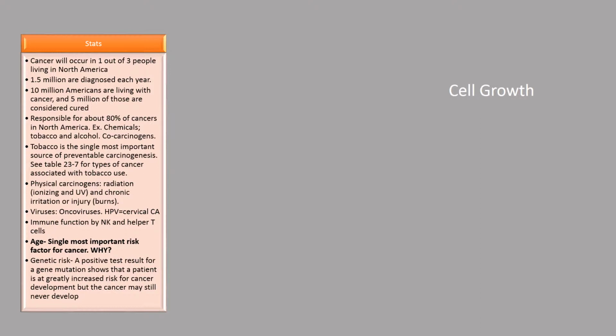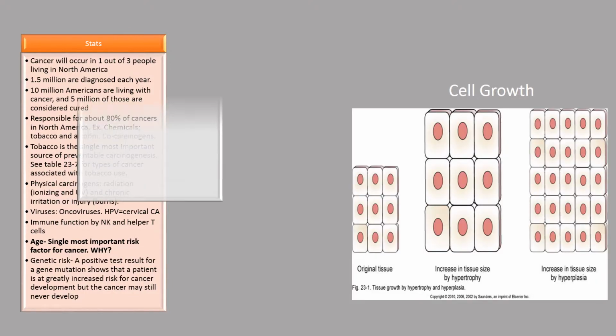Then there are physical carcinogens such as radiation. There are viruses such as oncoviruses. And then of course the immune function. Age is the single most important risk factor for cancer. Then we have the genetic risk. A positive test result for a gene mutation shows that a patient is at greatly increased risk for cancer development, but the cancer may still never develop.